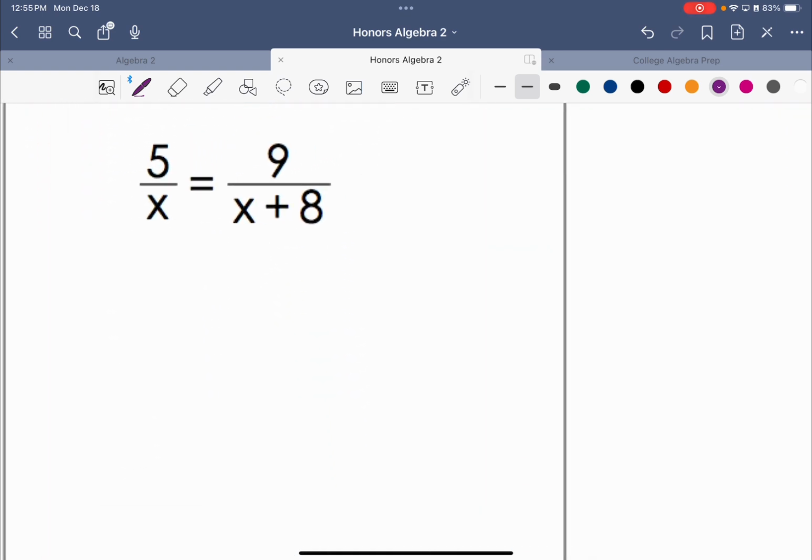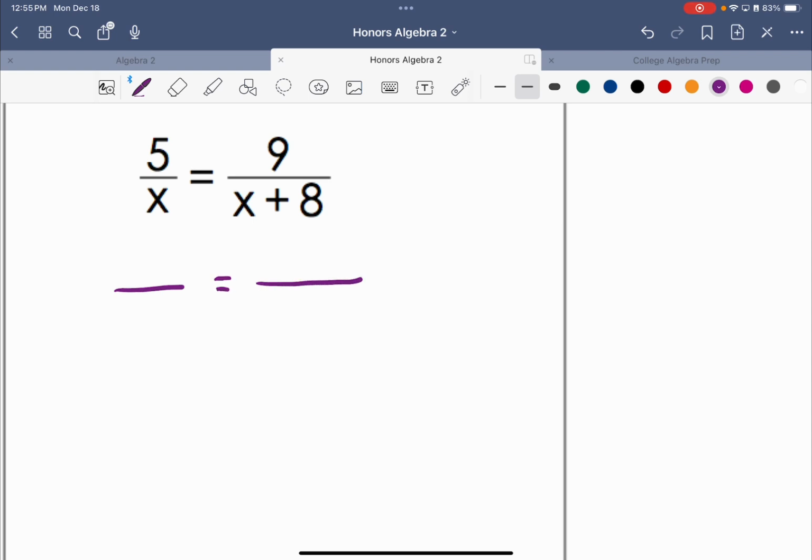Okay. So now let's take one and put a binomial in the denominator instead of them both just being monomials. So we've got 5 over x is equal to 9 over x plus 8. Again, we'll do it together. There's no adding or subtracting done with this one. They're just equal to each other. What's our common denominator? X times x plus 8.